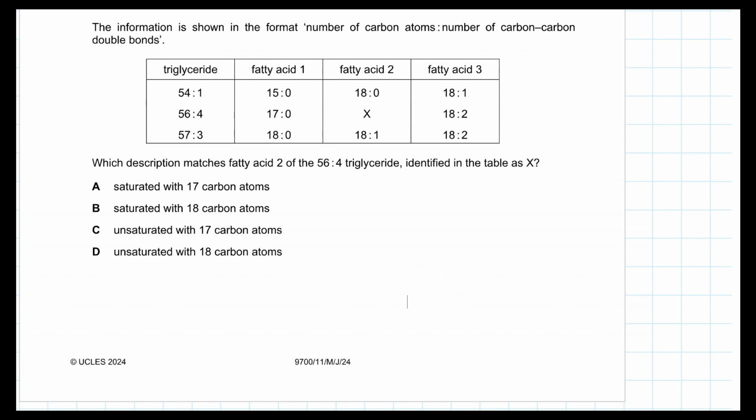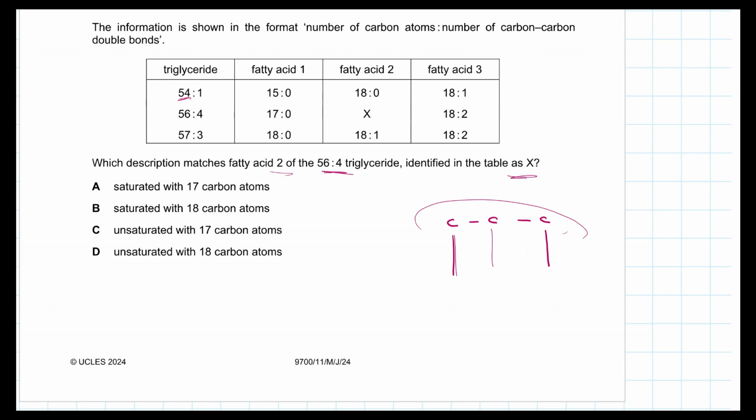Question number 7. The table shows the number of carbon atoms and the number of carbon-to-carbon double bonds in the molecules of 3 triglycerides and the fatty acids they contain. Which description matches fatty acid 2 of the 56-4 triglyceride identified in the table as X? First of all, you must know that a triglyceride consists of 3 fatty acids and glycerol, bound looking this way. Therefore, you must already know that a glycerol molecule contains 3 carbon atoms. However, if you didn't know this information, it can be identified from the table.